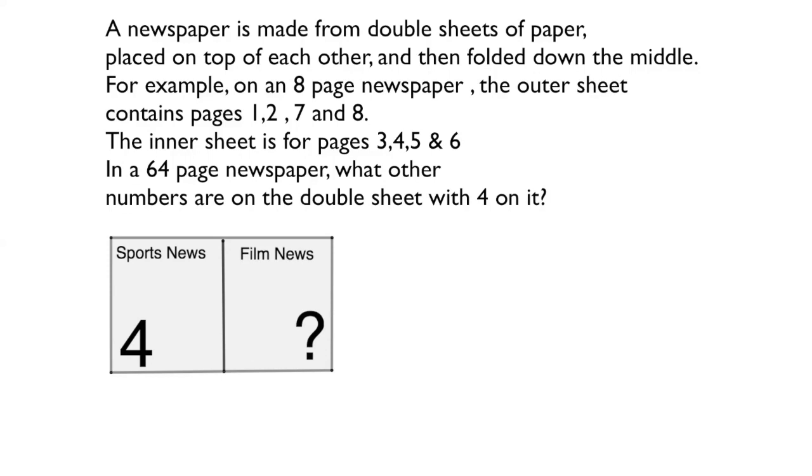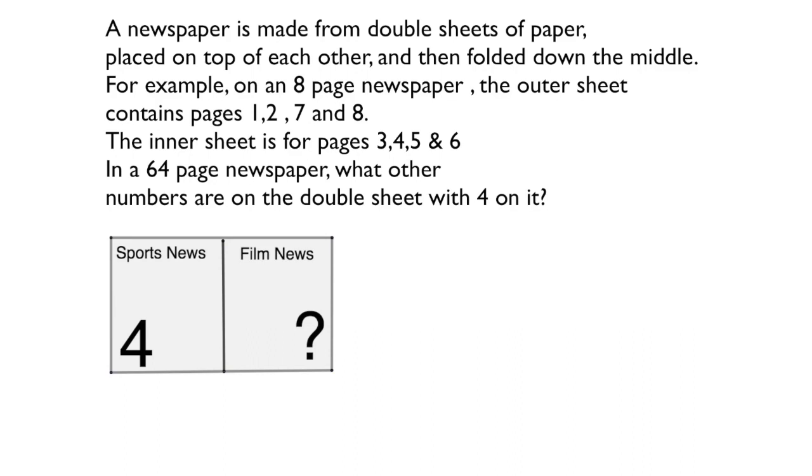Hello and welcome back. This next question is a little bit of a pickle, but a fun one nonetheless, and might take a little bit of explanation. So let's have a go. Okay, a newspaper is made from double sheets of paper, placed on top of each other and then folded down the middle. For example, on an 8-page newspaper, the outer sheet contains pages 1, 2, 7, and 8.